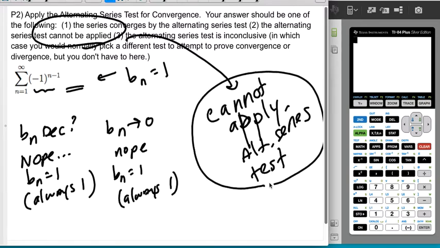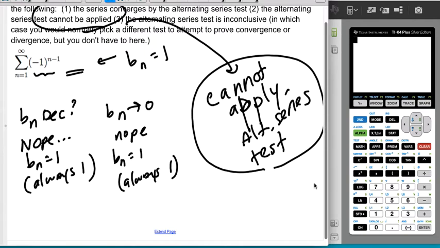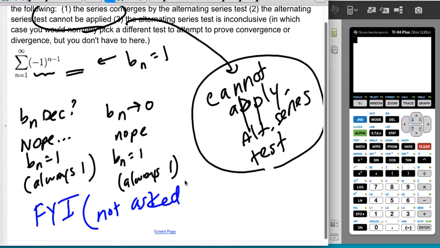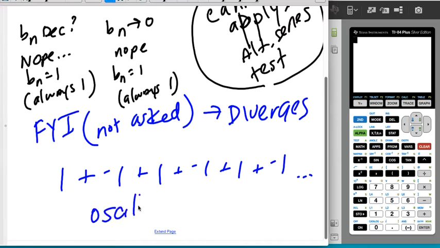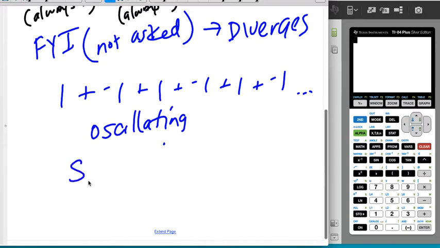These are kind of weird examples that you're not going to see very often, but I wanted to show you that it doesn't always apply for every alternating series. Interestingly enough, just a side note as an FYI, you were not asked this. This thing diverges. The reason it diverges is because it starts at a positive 1. Plug in 1. So it's going to be 1 plus a negative 1 plus a 1 plus a negative 1 plus a 1 plus a negative 1. So this is an oscillating series.